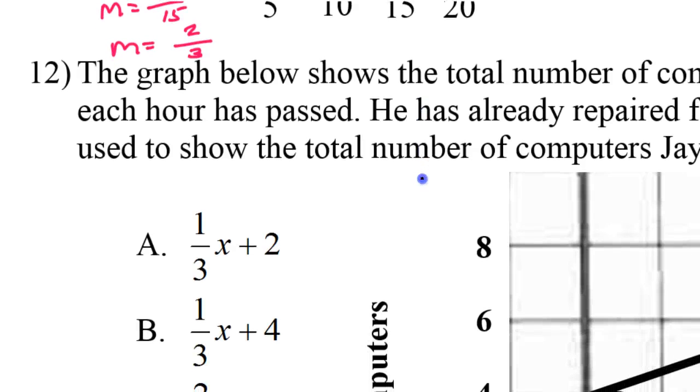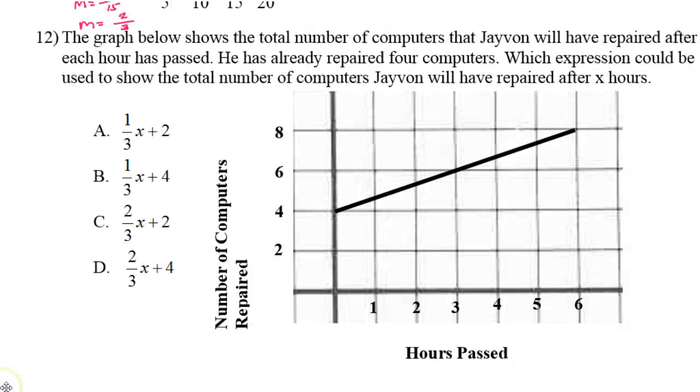I think I'm going to have to zoom out for number 12. The graph below shows the total number of computers that Javon will have repaired after each hour has passed. So here we have hours passing and how many computers he will have repaired. He has already repaired 4 computers. You can see that's your y-intercept there. Which expression could be used to show the total number of computers Javon will have repaired after x hours?